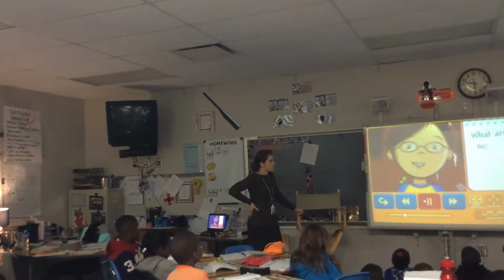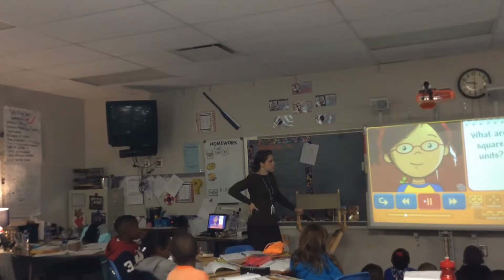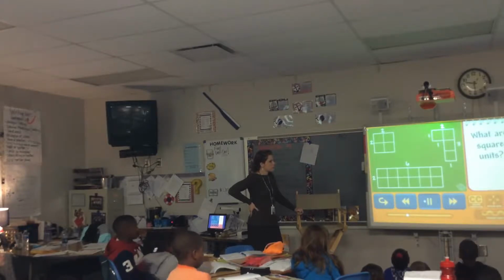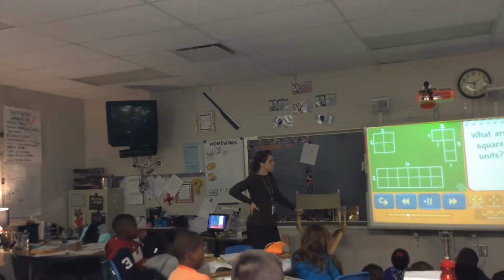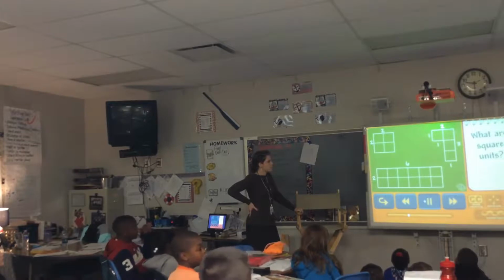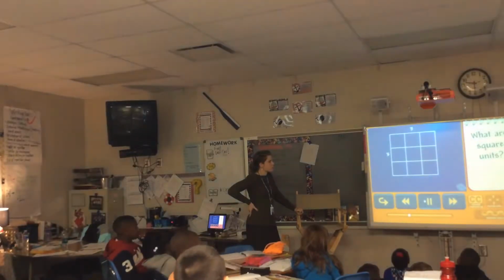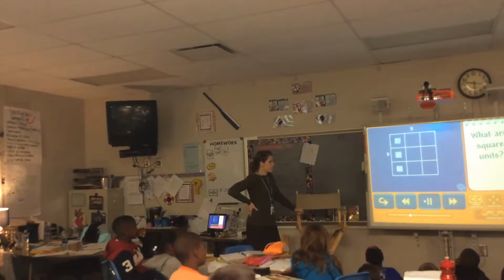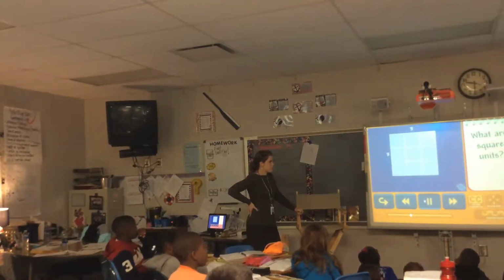What are square units? You can find the area of a shape by dividing it into equal squares and counting them. These squares are called square units. This shape is 3 squares wide and 3 squares tall. There are 9 square units inside the shape. So the area of this shape is equal to 9 square units.